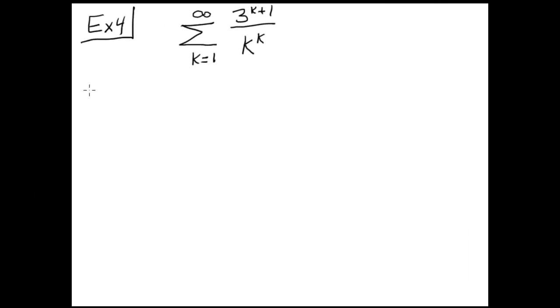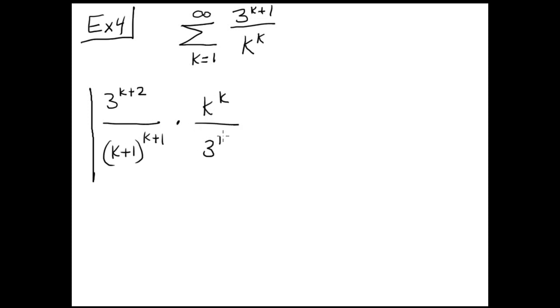We compute the absolute value of 3k plus 2, because you're increasing by 1, divided by k plus 1 raised to the k plus 1, times the reciprocal, k to the k over 3k plus 1.